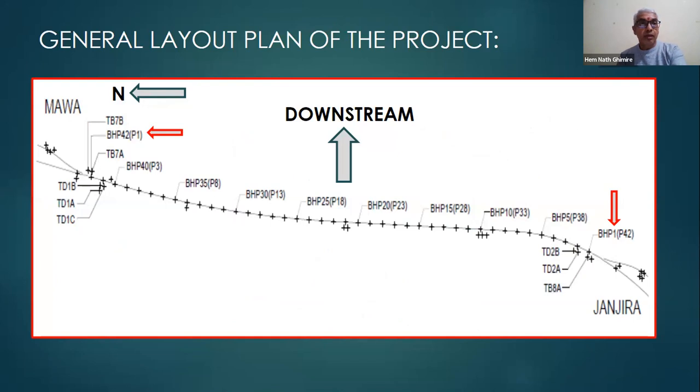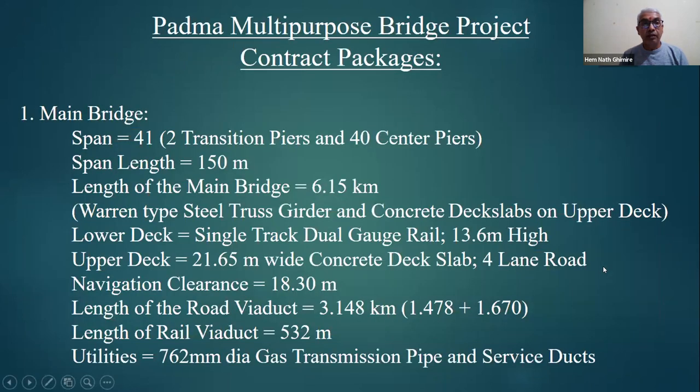This is downstream and upstream of the river. North part is the left bank, right bank is the south part. We have piers from number 1 to number 42, total 42 piers. So we did all geotechnical investigation in the river for 42 piers plus the Mawa Bairak area and Zanjira Bairak area.